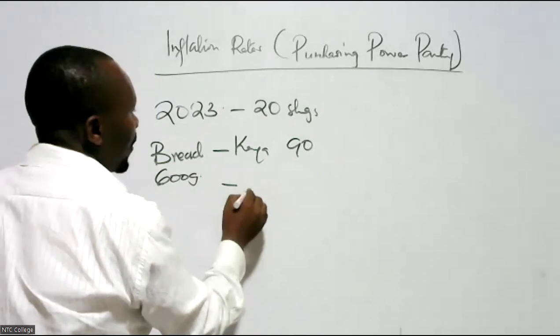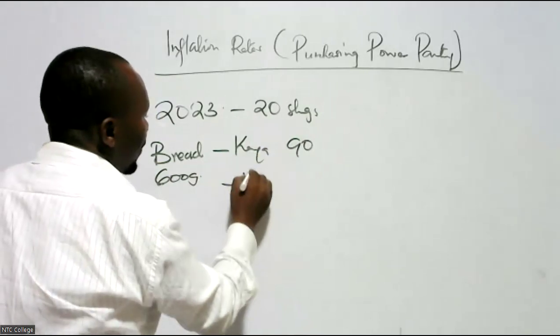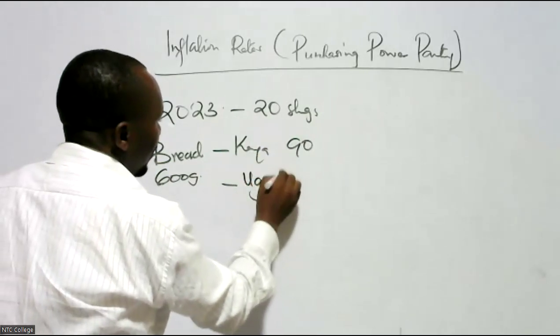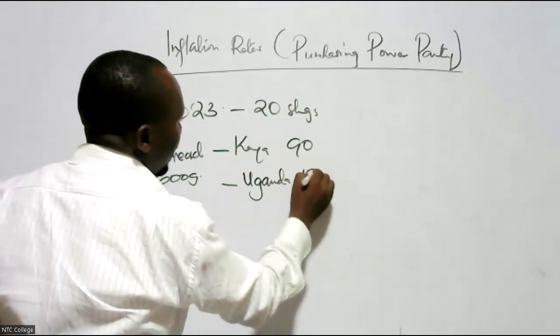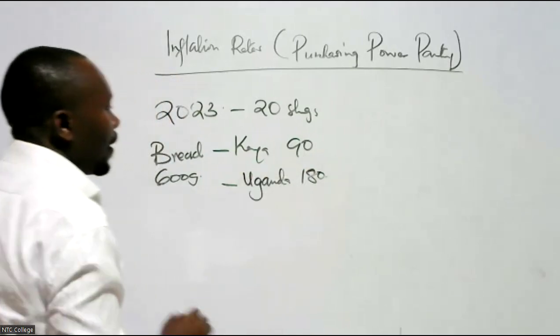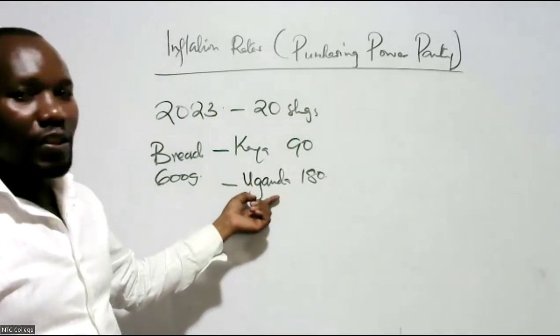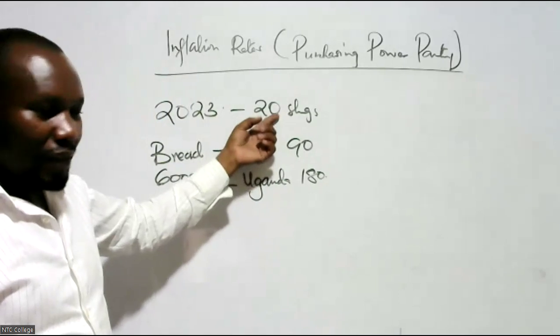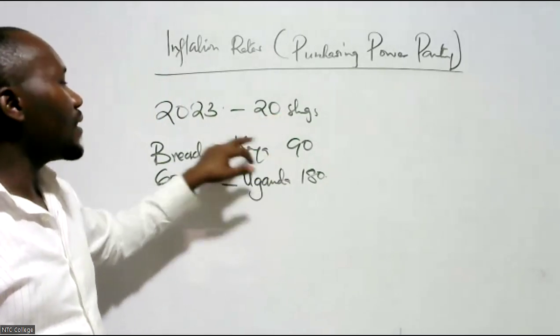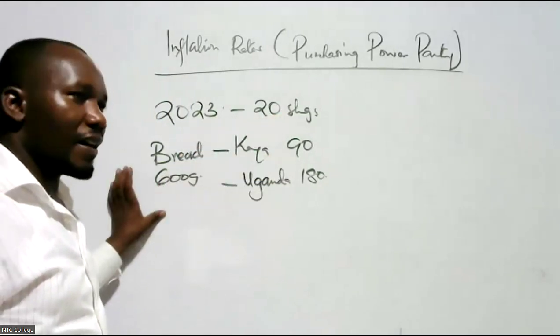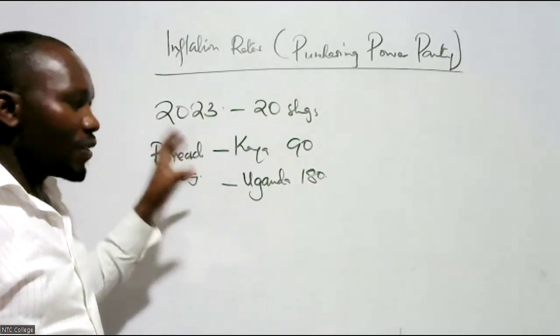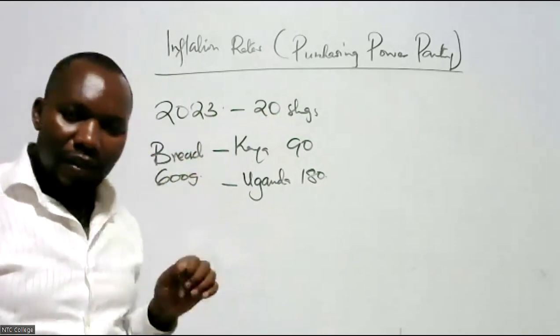In Uganda, as we speak, it should be 180. It means that if you take Ugandan shillings and convert it to Kenyan shillings using this rate, it is going to be 90. That is the cost of bread in Kenya. That is what purchasing power theory states.